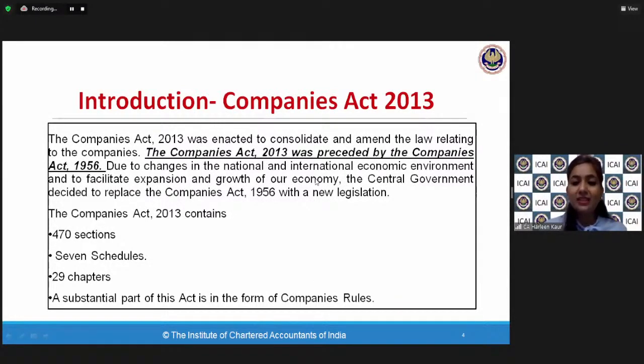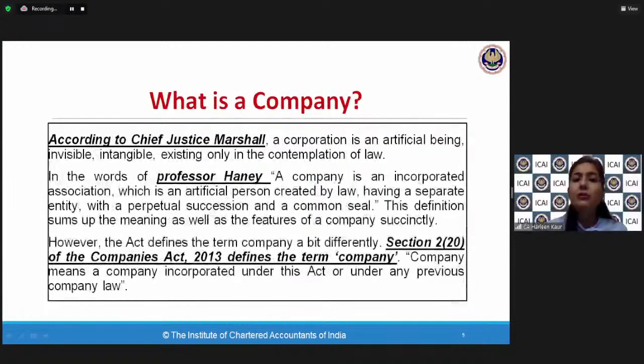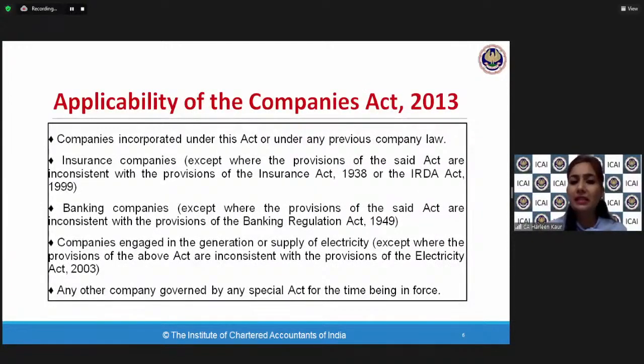So the first 2 slides are just to give you an introduction about what the company is. What is basically the Companies Act, how it is applicable. So the applicability of Companies Act, you have understood that Companies Act is applicable to the companies. Number 1, to all the companies which are incorporated under this act or under any previous company law. Now today you made ABC Limited under Companies Act 2013 or you made ABC Limited under the 1956 Companies Act, the Act will be applicable to both the companies.